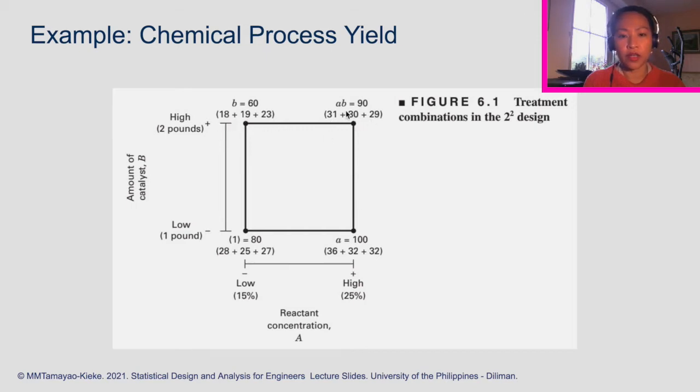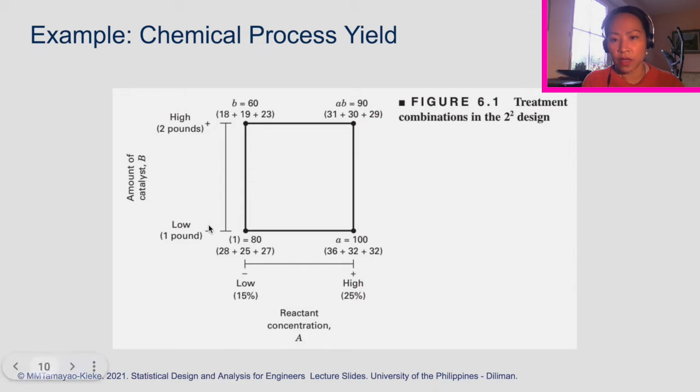And these are the observations for these different combinations, which represent the 3 replicates. And this value here, 80, denoted as parenthesis 1, is basically the sum of the observations at this combination. A here is the sum of the observations at this combination, and so on.